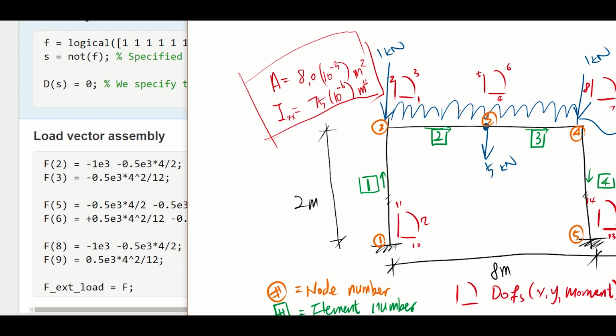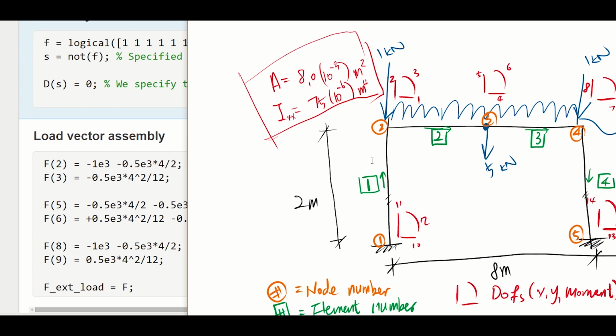And your third degree of freedom, which is a rotation degree of freedom, you can use WL squared over 12, and this is the result I put there. And moving on to the third one, you've got 5 kilonewton down, and you've got an equivalent loading from the UDL from the left hand side, your second element, so like a third element as well.